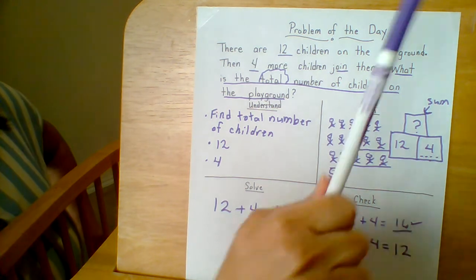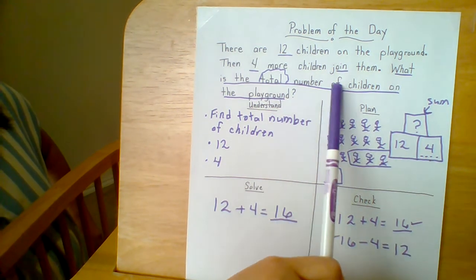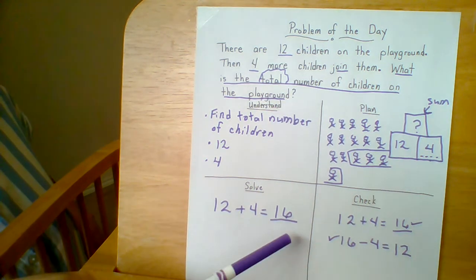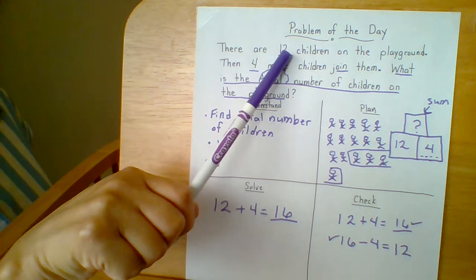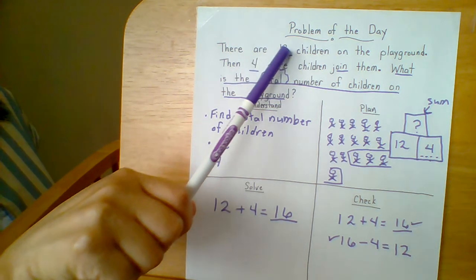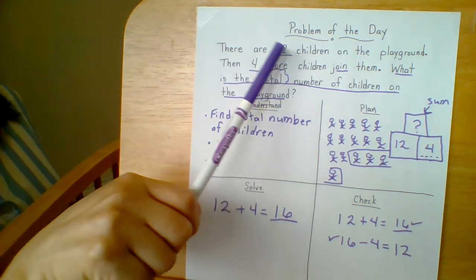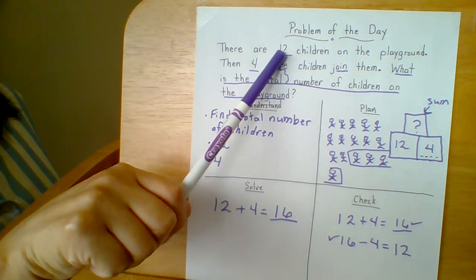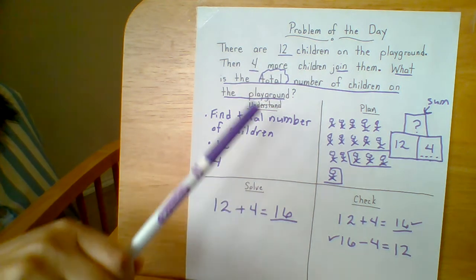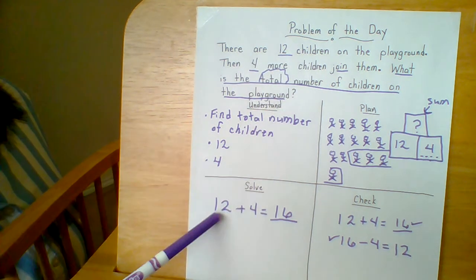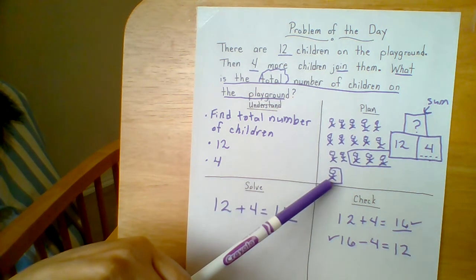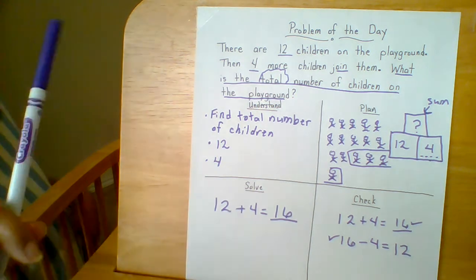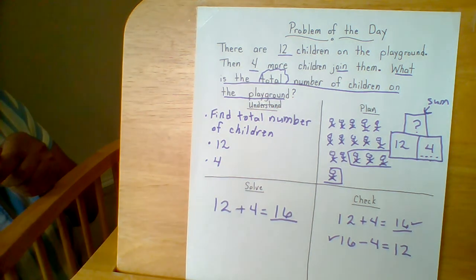So let's go back to our question. What is the total number of children on the playground? Does that sound reasonable? 16. Because if there were 12 and then four more came, my answer should be greater than 12. So I can also see 16 is greater than 12. So that does sound reasonable. When there were 12 children on the playground and four more came, our sum is 16.